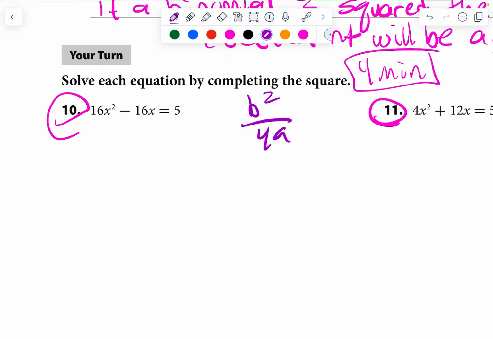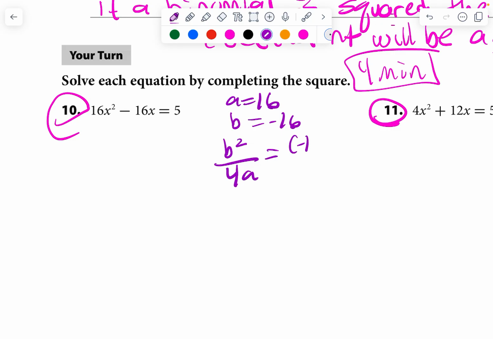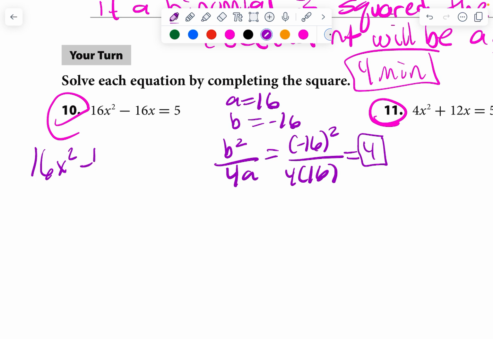Okay, so I know that my a term here is going to equal 16. I know my b term is negative 16. So I have to do b squared over 4a, because this is something a little different. So I'm looking for negative 16 squared over 4 times 16. Luckily for me, when I put all this into a calculator, I get a nice pretty number, 4. So then I put 16x squared minus 16x plus 4 equals 5 plus 4. So then I know 5 plus 4 is 9.